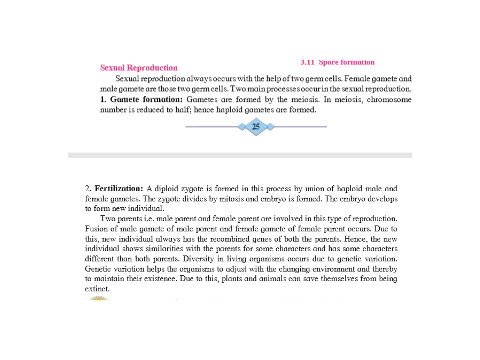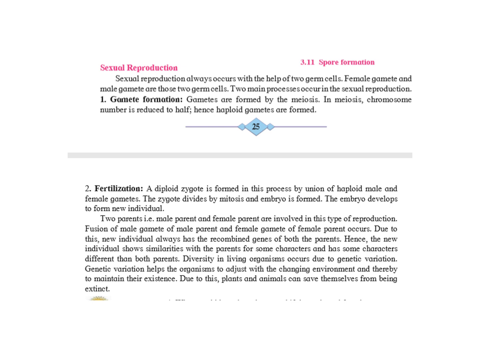Sexual reproduction. Sexual reproduction is a process of reproduction in which two parents are involved to produce offspring by the fusion of a male and a female gamete. In this process, two parents, that is, male parent and female parent, are involved. The fusion of the male gamete of the male parent and the female gamete of the female parent occurs.